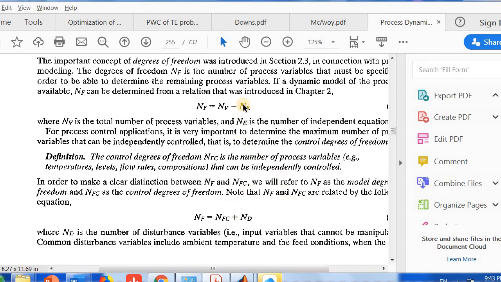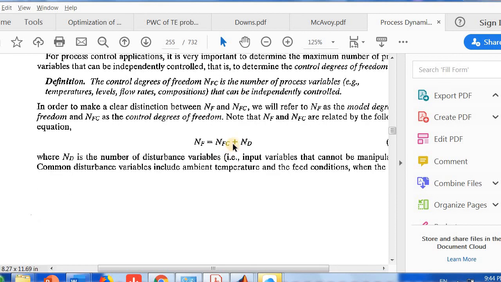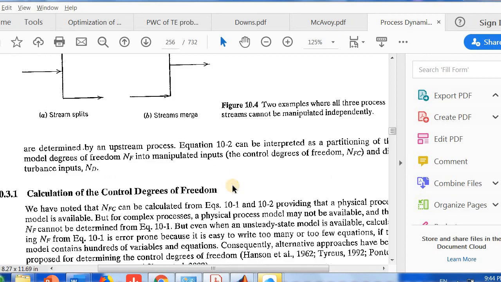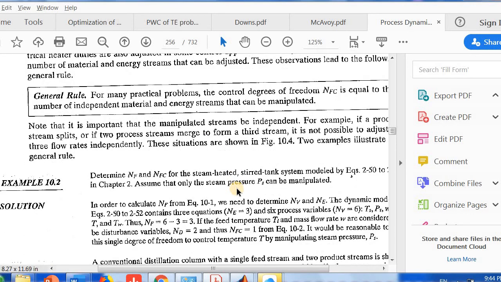So if you look at how many process variables I have and how many manipulated variables I have, you're going to see that you may have a problem in your degrees of freedom. That means how many can be independently controlled, and usually you will not have enough to independently control every part. Okay, so that is that part.